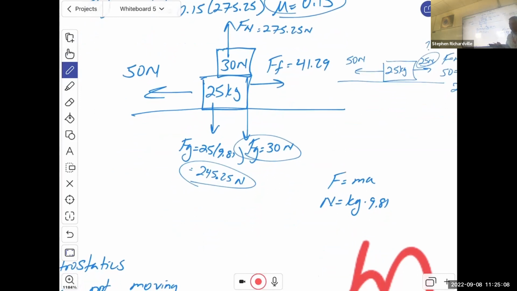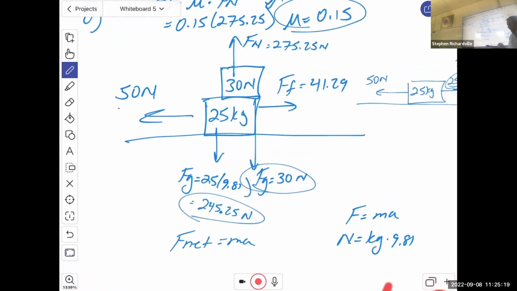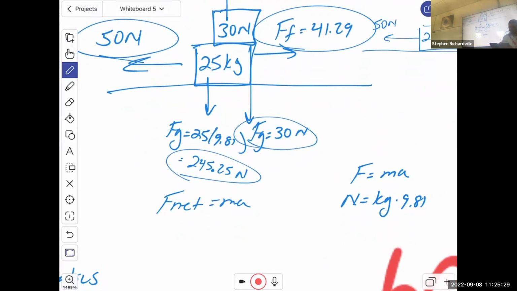Where am I now? Now I'm ready to solve for the acceleration because the acceleration is F net equals ma. My net force is what's making it go. So what do I have? 50 to the left, 41.29 right. Those are not balanced. The ups and downs are balanced. The net force is 8.791, yeah, there it is.